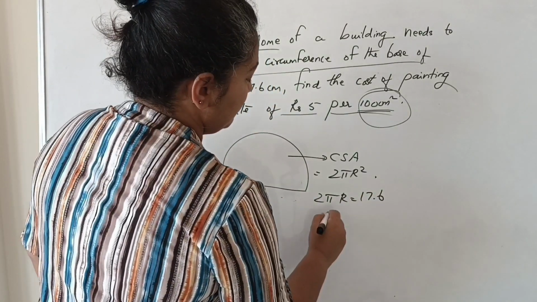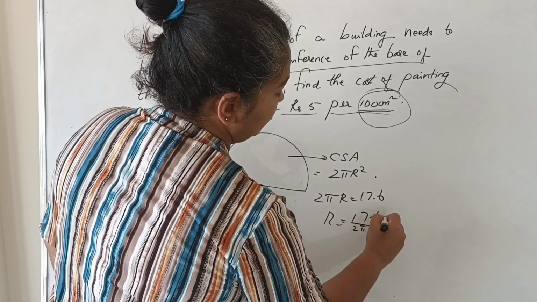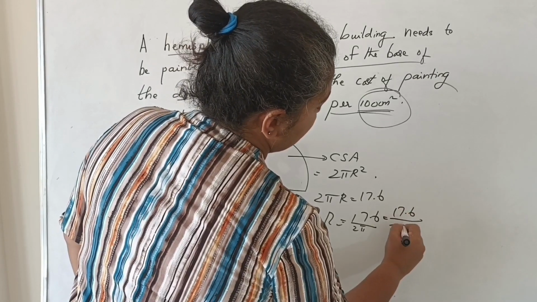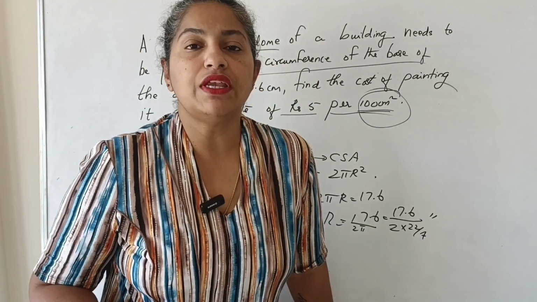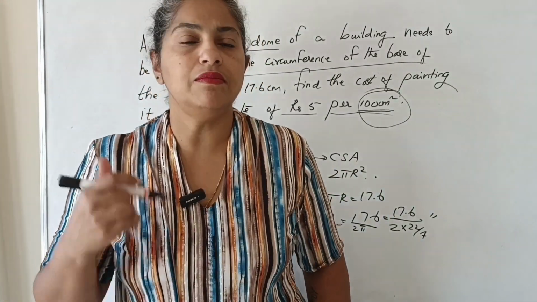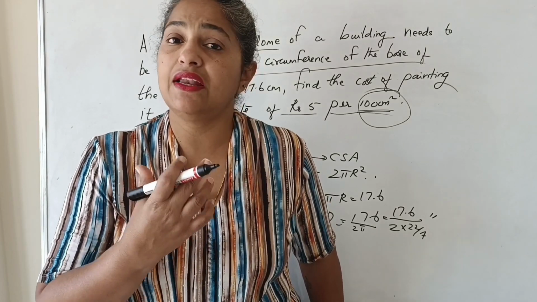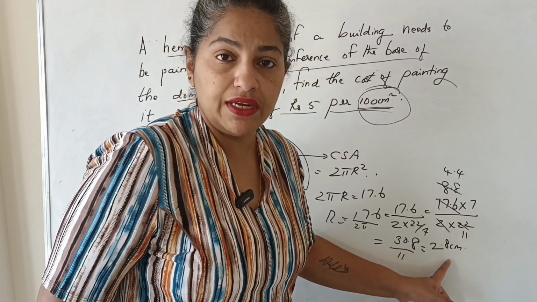can we find the radius? 17.6 divided by 2 pi. 17.6 divided by 2 into 22 by 7. Find out the radius and substitute in this particular formula. So let us complete the sum. I want you also to do the sum and cross verify the answer. After solving, you will get the radius as 2.8 centimeters.